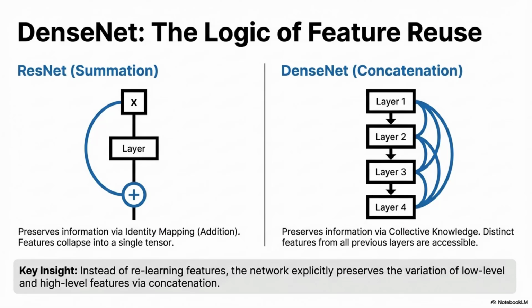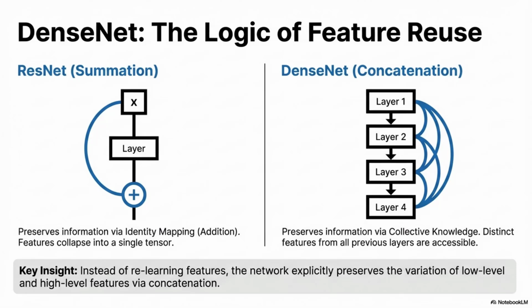And this slide perfectly contrasts ResNet's solution with DenseNet's. ResNet, if you remember, used summation. It added the input of a block to its output. It was kind of like a clean game of telephone. But DenseNet does something way more extreme. It doesn't add, it concatenates. It builds this collective knowledge by giving every single layer a direct connection to the feature maps of all the layers that came before it.